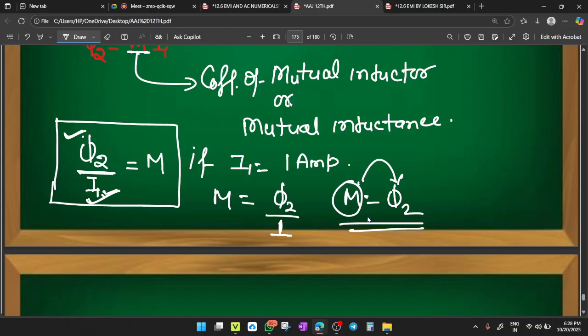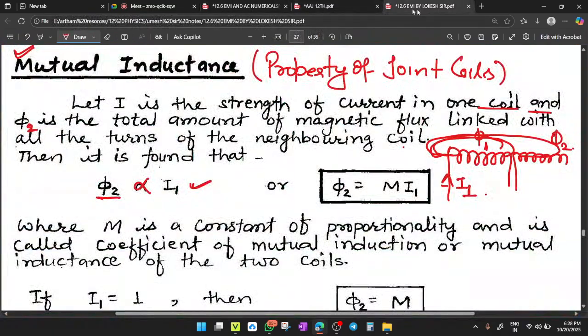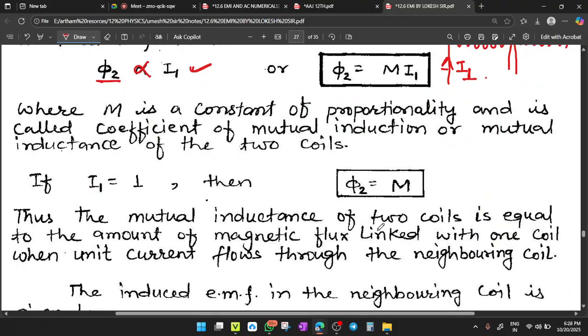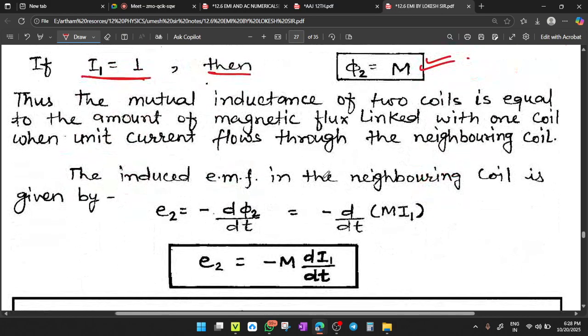So it is the amount of flux linked with the second coil when we flow a unit current in the primary coil. M is a constant of proportionality and it is called the coefficient of mutual induction or mutual inductance. If I1 equals 1, then phi 2 equals M. So this is an important definition.